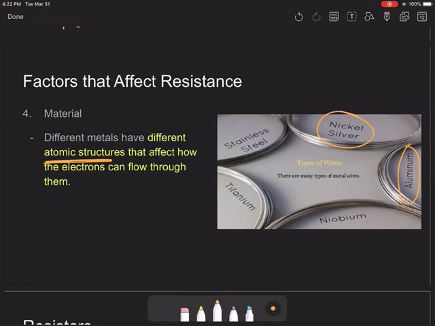So there's not necessarily a rule of thumb in terms of which metals will always be better than others. It's more so just an idea of testing things out. Some metals do in fact work better than others, some not so much, but we just know that that will affect the resistance in a circuit.